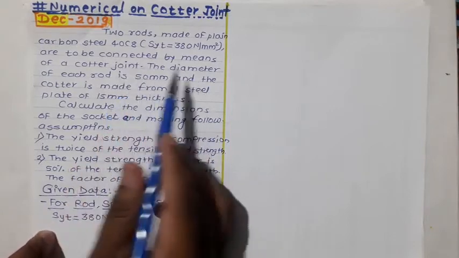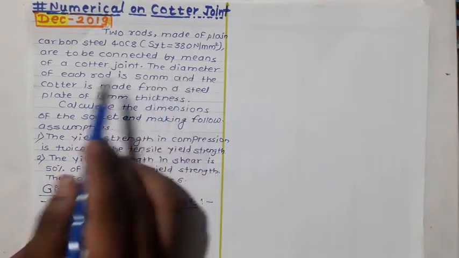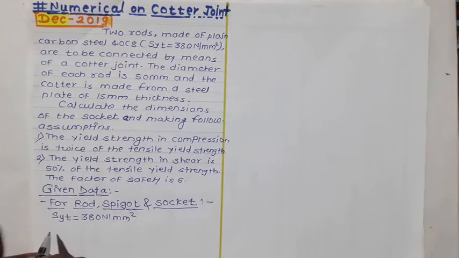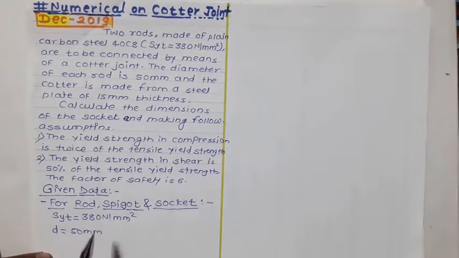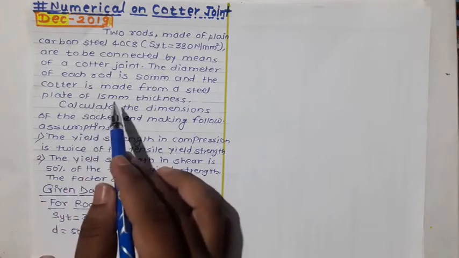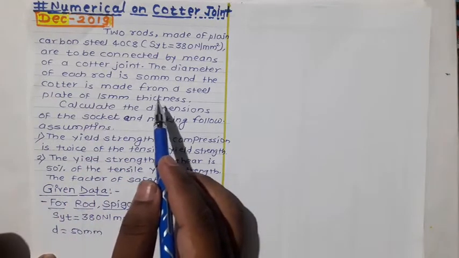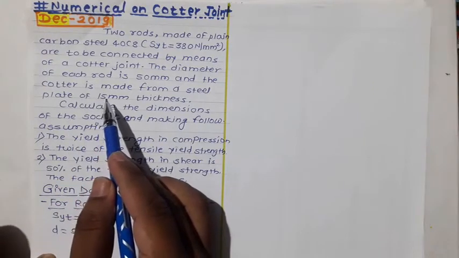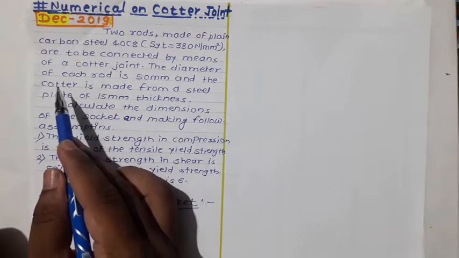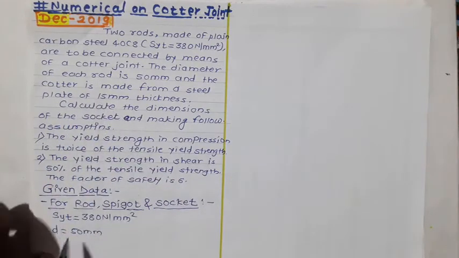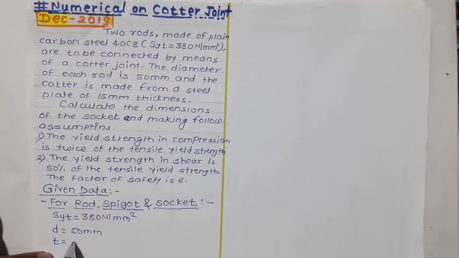Now on the next line, the diameter of each rod is 50 mm. Now we know that the diameter of rod is denoted by small d. So small d is given 50 mm. Next, the quarter is made from a steel plate of 15 mm thickness. Now remember here, the quarter is made from a steel plate having thickness of 15 mm. That indicates that the quarter thickness itself, it is a 15 mm, and we know that the quarter thickness is denoted by letter small t. So small t is equal to 15 mm.